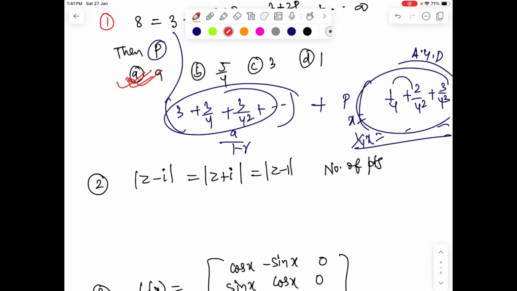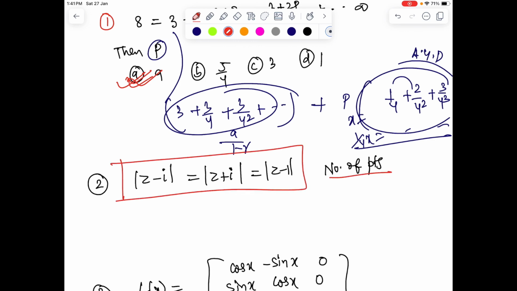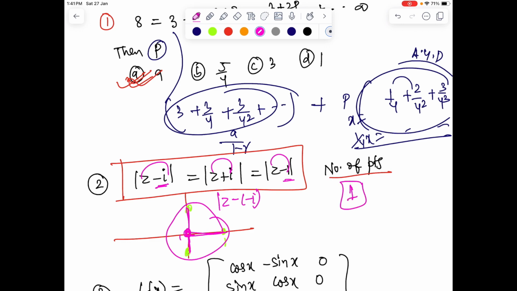Let's move to the second question. This is from complex numbers. We have to find the number of points such that these equations are valid. Clearly, we can see geometrically i is a fixed number, we have minus i and we have 1. We want a complex number in the 2D plane such that its distance from these 3 points is the same, because this represents the distance of z from minus i, this is the distance of z from i and from 1. Clearly there is just a single point on this plane whose distance from all these 3 will be equal, and that is the circumcenter. So the number of points will be 1.